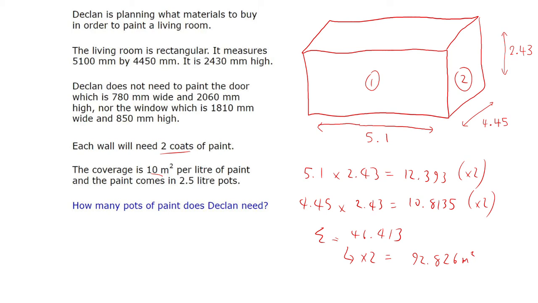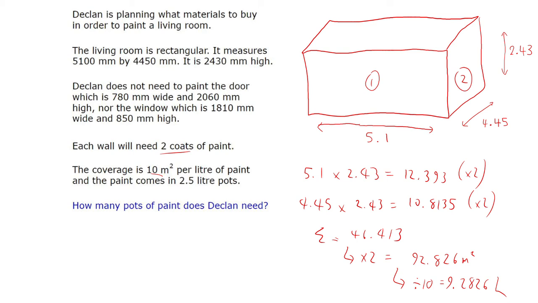Step 2 is to figure out the number of litres of paint I need, and if 1 litre of paint covers 10 meters squared, then to figure out the number of litres I need, I take that number and I'll divide it by 10, so I get 9.2826 litres of paint. So that's step 2.